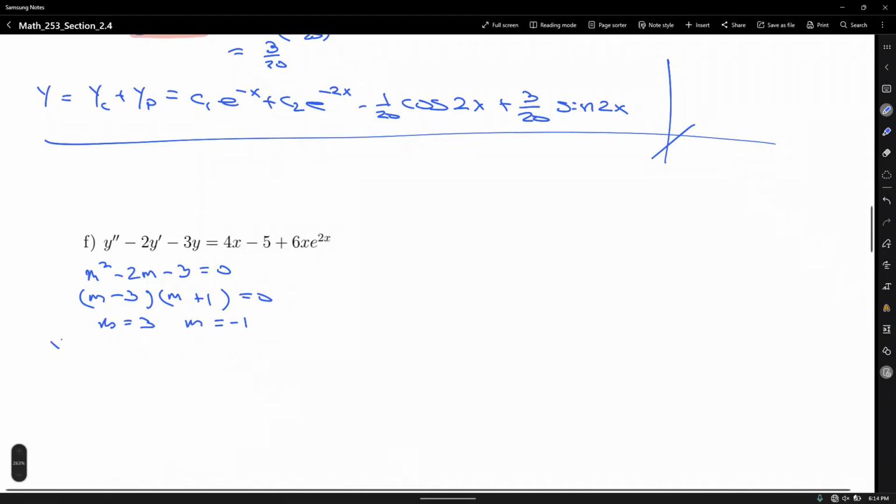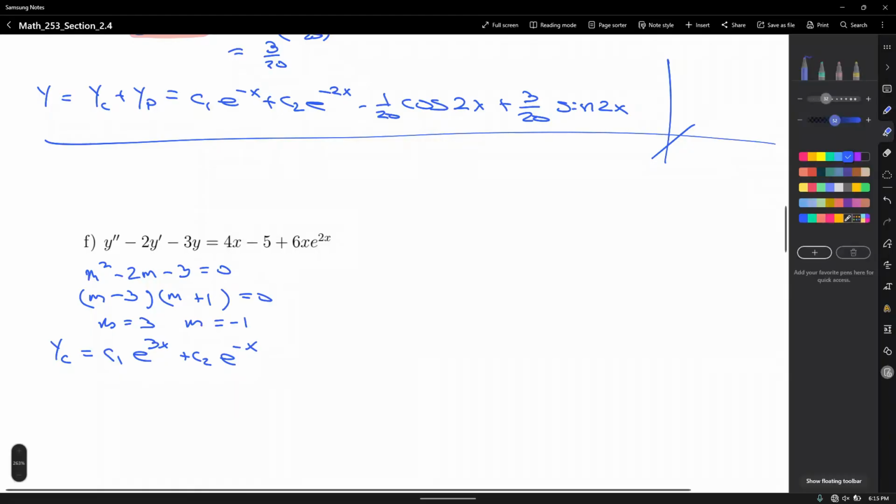This means y sub c will be c1 e to the 3x plus c2 e to the negative x. All right? Yeah, that's another equation. Forgot to change it to keep it the same. Oh no, I know why I have this equation. Okay, guys, now let's get to the fun part here, which is analyzing the forcing function.